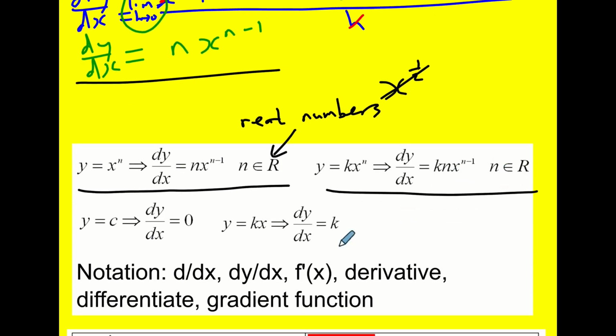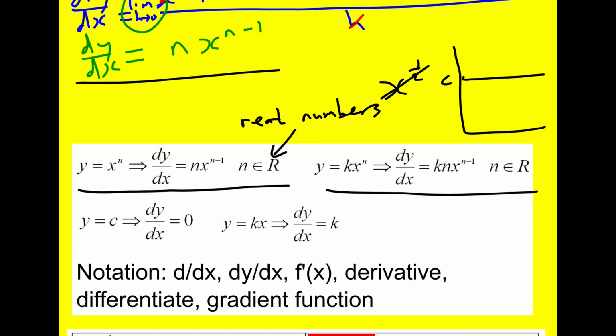And then there are some special cases. They still fit into the rule, but they're a bit more confusing. If y is equal to a constant, then the instantaneous gradient is 0. Now, let me explain it from an understanding point of view. If y is equal to a constant, then this is what the graph looks like. It's just a straight line. So of course the gradient is 0 everywhere.